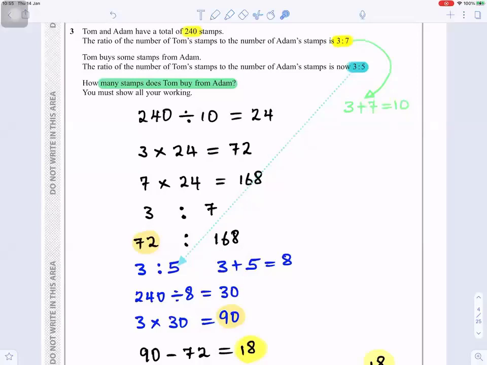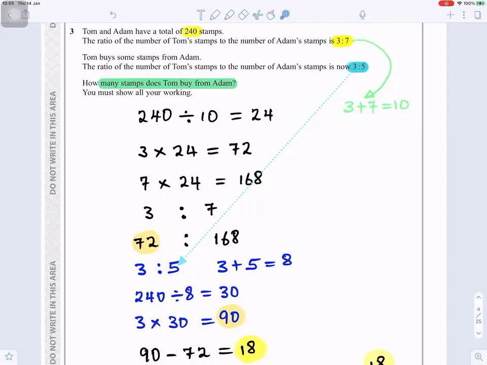Question number 3. Tom and Adam have a total of 240 stamps. The ratio of the number of Tom's stamps to the number of Adam's stamps is 3:7. Tom buys some stamps from Adam. The ratio of the number of Tom's stamps to the number of Adam's stamps is now 3:5. How many stamps does Tom buy from Adam? You must show all your working. So we have a ratio of 3:7 in the beginning. After Tom buys some stamps from Adam, the ratio changed to 3:5. So we want to work out how many stamps he bought.